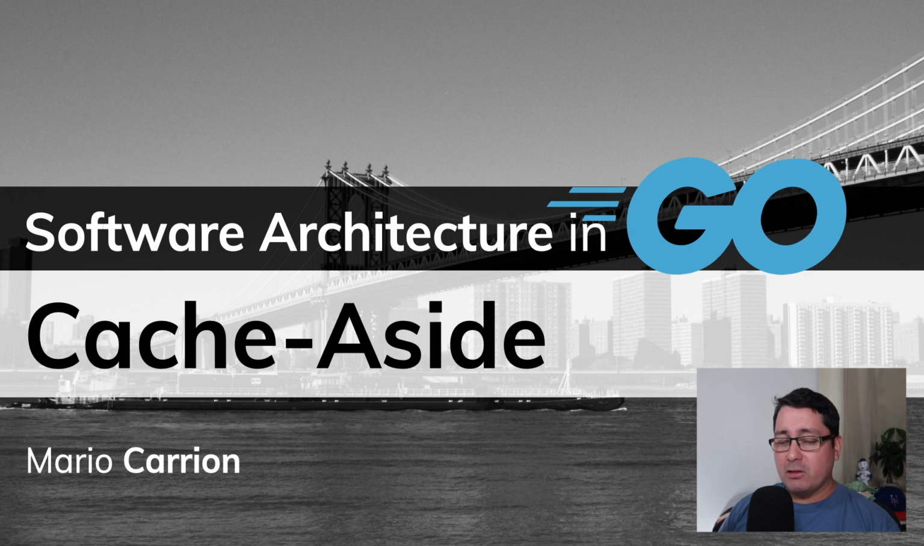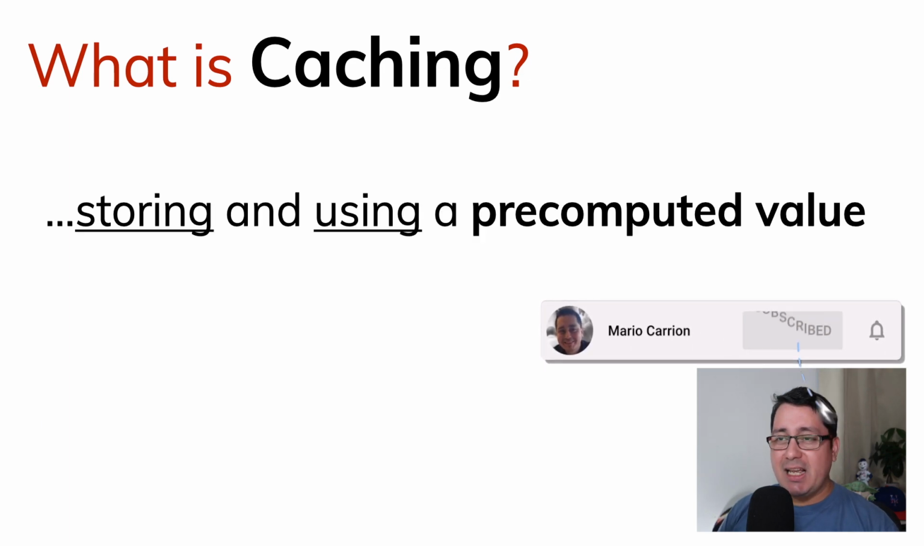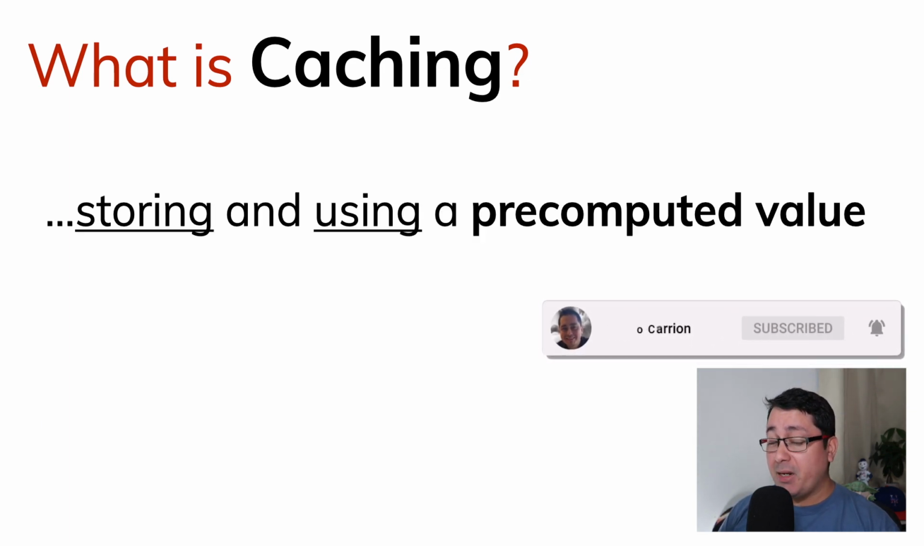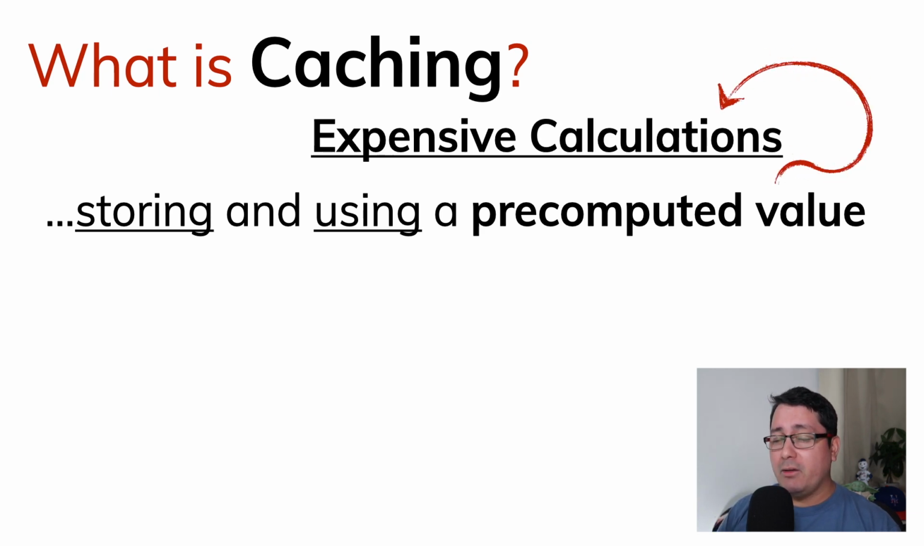In today's episode, we're going to be covering a topic called cache aside. So, what is caching? Well, caching is storing and using a pre-computed value. Depending on how you define a pre-computed value, most of the time this indicates an expensive calculation.